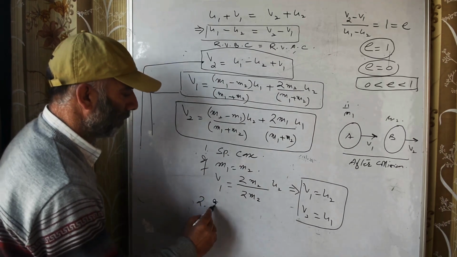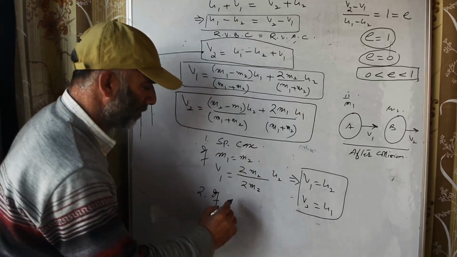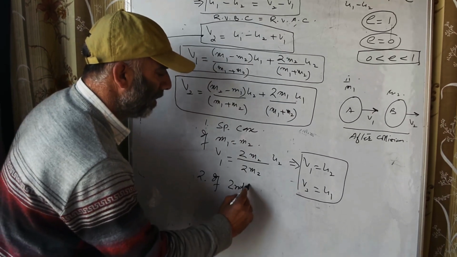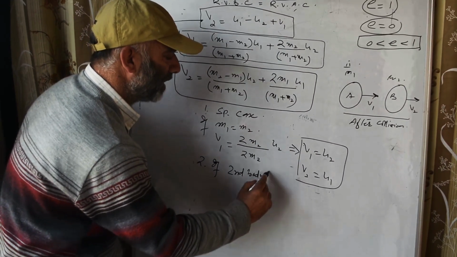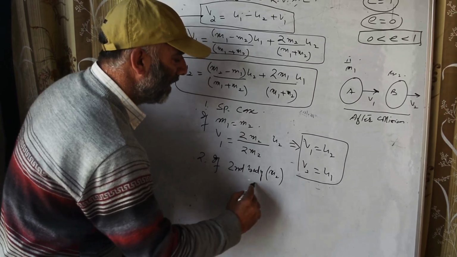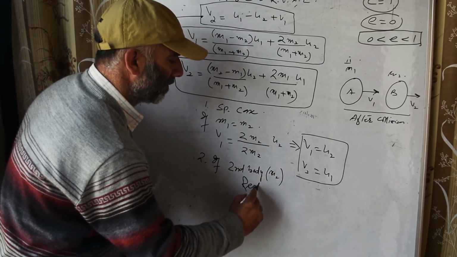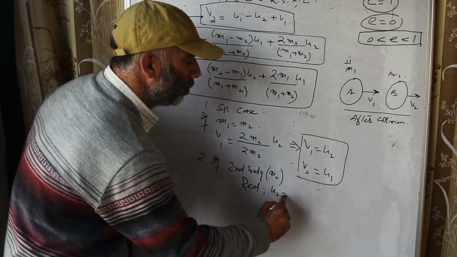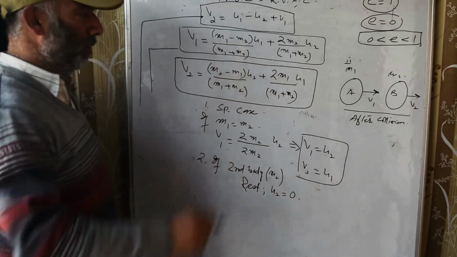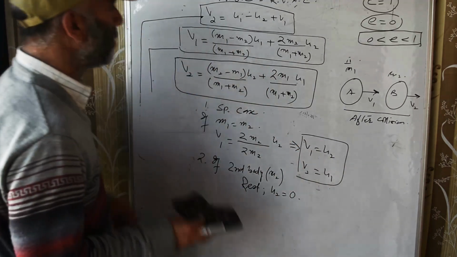If the second body, whose mass we have taken as M2, is at rest, what about U2? U2 will be equal to 0. Under those conditions, what will happen?